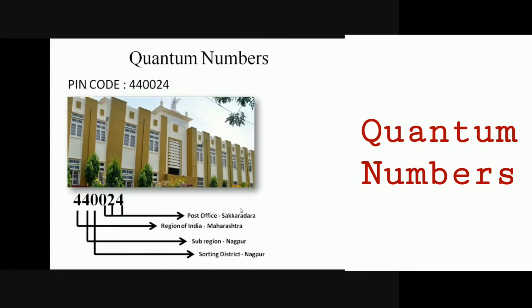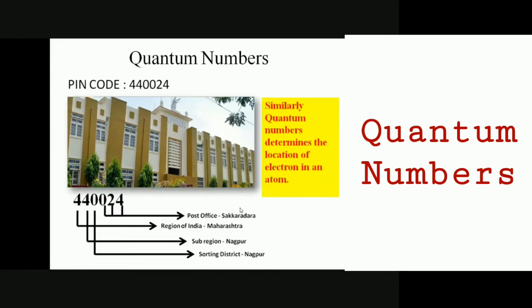The first number of a pin code always represents the region in India. The second number represents the region in the state. The third number represents the district, and the remaining three numbers represent the post office. So similarly, if we know the quantum numbers, we can easily identify an electron's location in an atom.